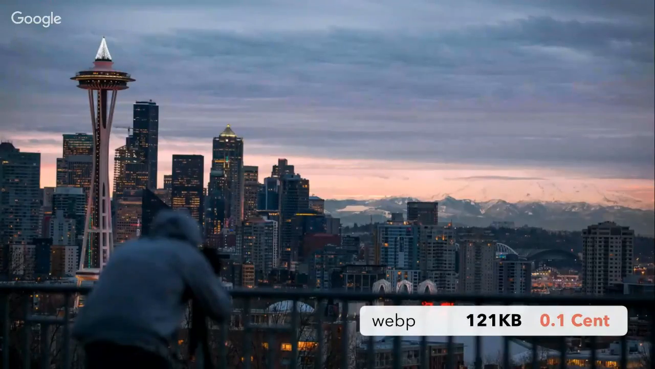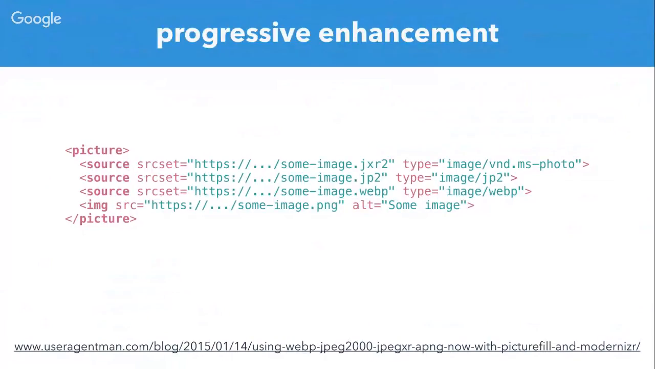121 kilobyte. That's 1/10 of a cent. This is saving money for our users. So how could we use WebP today? Using maybe the picture element. So what you see here is the picture element. And this works in a nicely progressively enhanced manner.